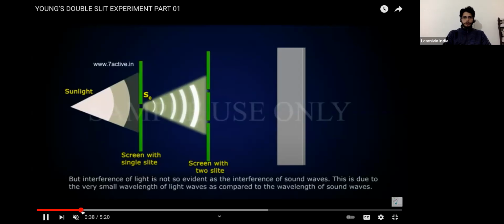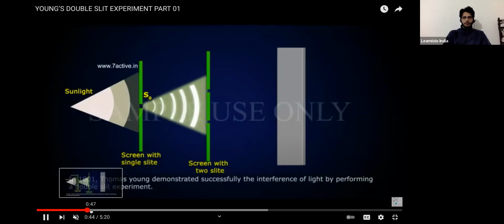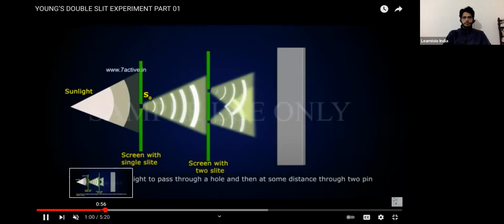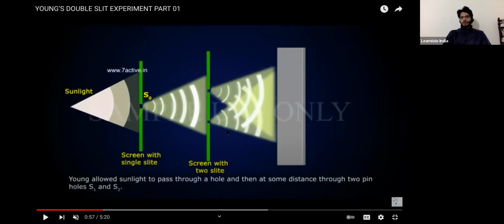When it passes through it, yes. So it gets divided into two sources. So light waves are coming from two sources. See, these two sources are not independent. These two sources are obtained from a single source only. So these two can be coherent sources. You can call them coherent sources.